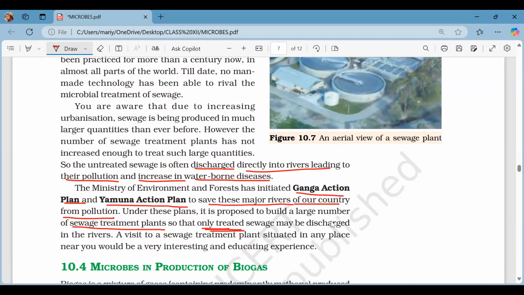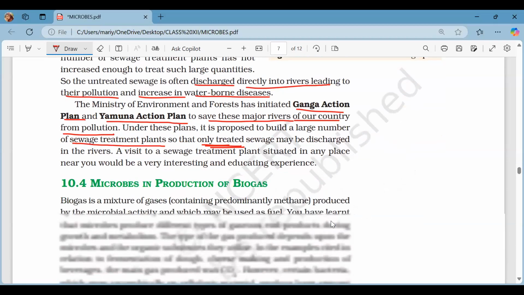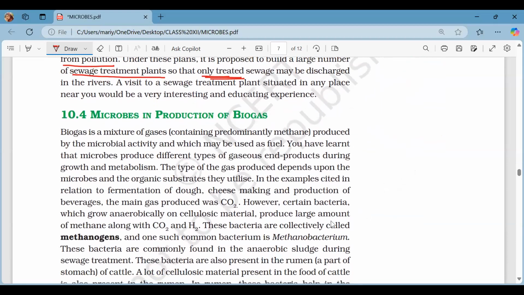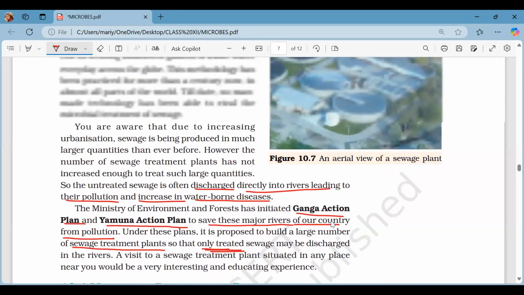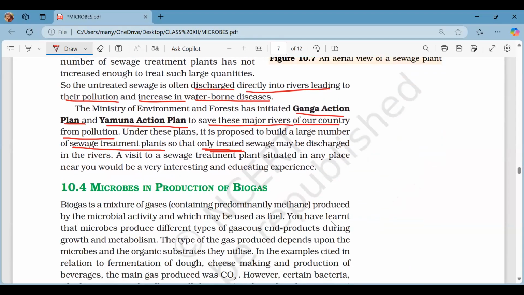Clear? Yes, ma'am. Now, microbes in the production of biogas. This part is clear, sewage treatment. Yes, ma'am. Okay.